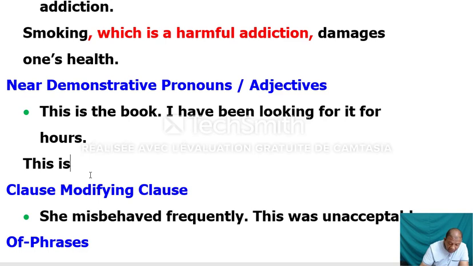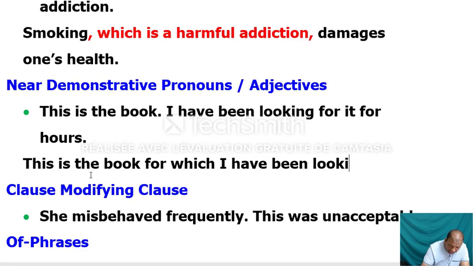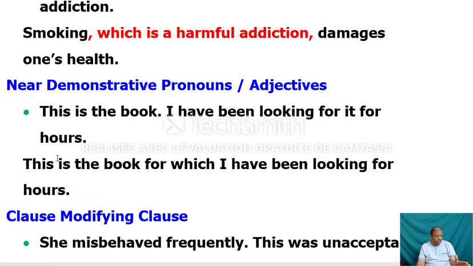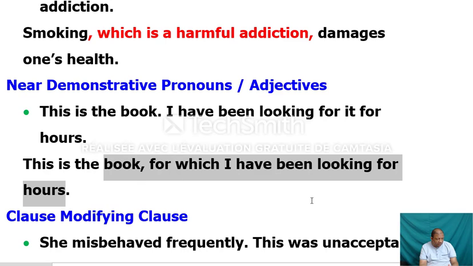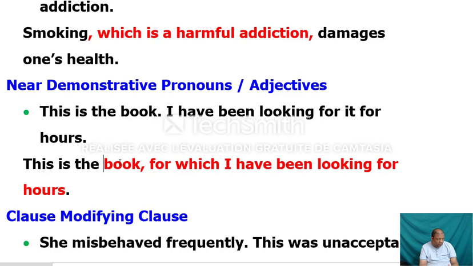This is the book for which I have been looking for hours. This is the book for which I have been looking for hours. So here, one comma. Why? Because the adjective clause takes a final position. Okay, so when it takes a final position, just one comma concerning non-restrictive cases.